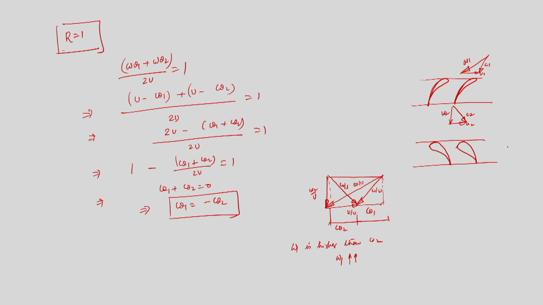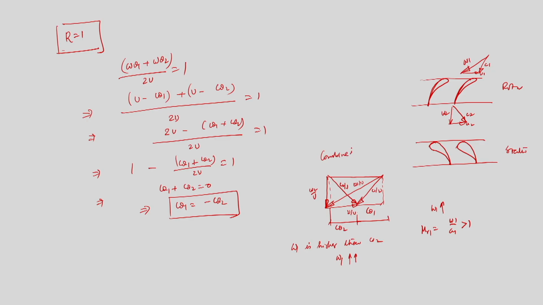So, this is stator part. So, this is stator, this is rotor. Note that for degree of reaction R equal to 1, W1 becomes higher. So, if W1 increases, this is very important. So, relative Mach number MR1 is equal to W1 by A1 will be greater than 1. So, relative Mach number, that is relative velocity at the inlet, increases for a degree of reaction 1.